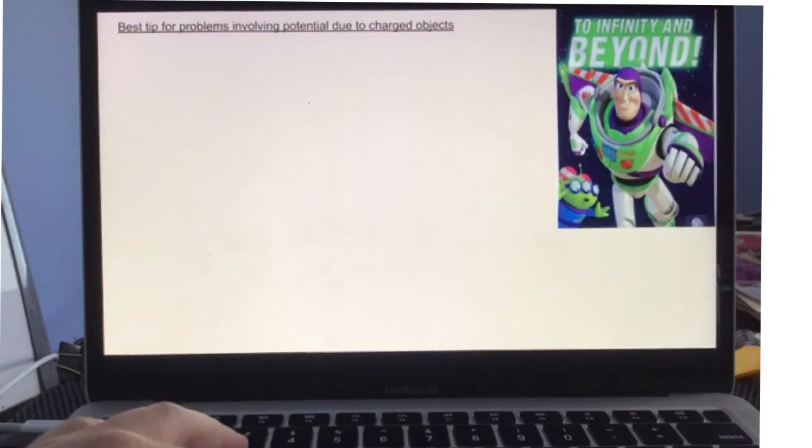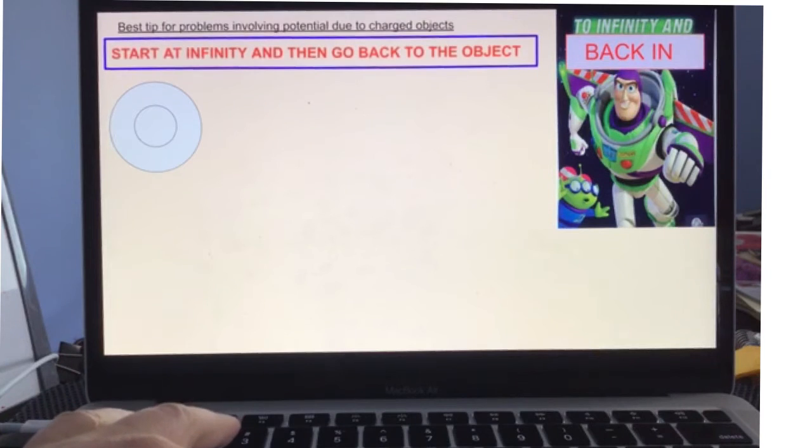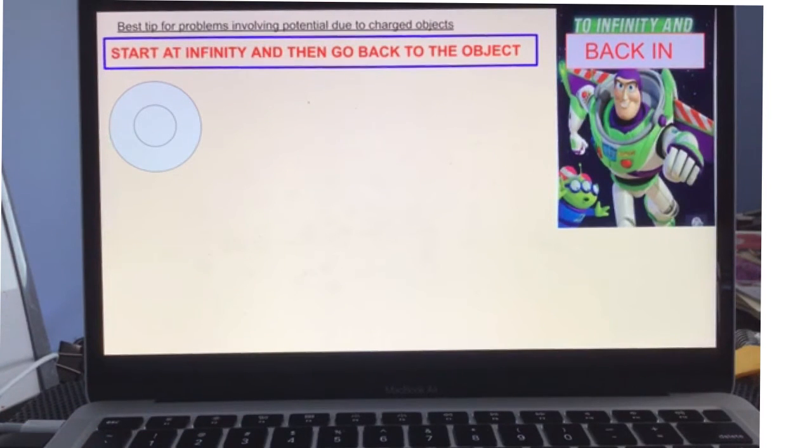So this is the last slide in the slide deck from yesterday. And this is the best tip for problems involving potential due to charged objects. It's to infinity and beyond, except it's not beyond. It's to infinity and back in, okay? So take a charged object. This could be two concentric spheres. These could be conductors or insulators, so this actually works for any of those. But start at infinity, and then you want to go back to the object.